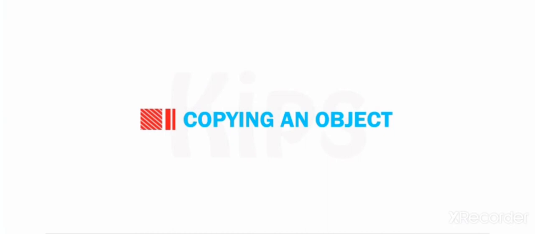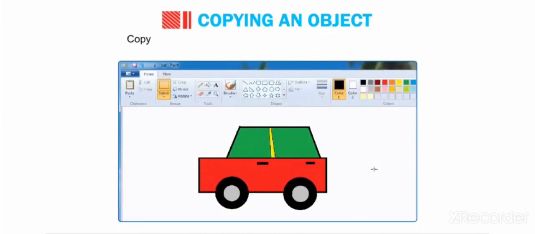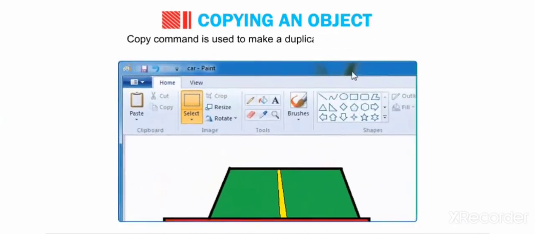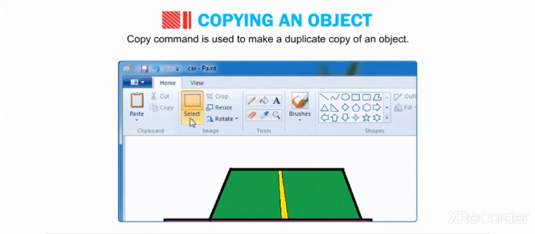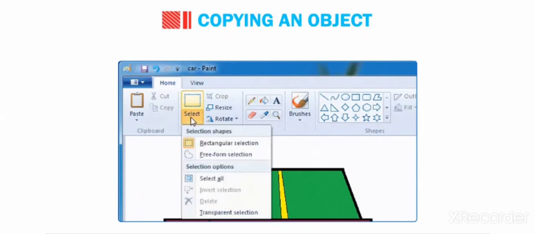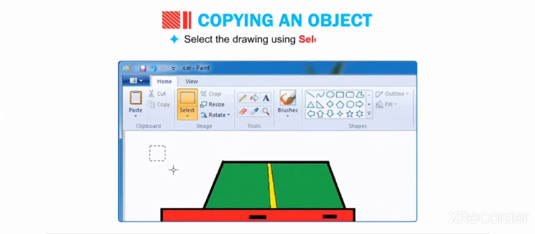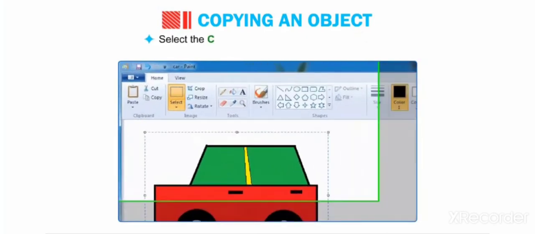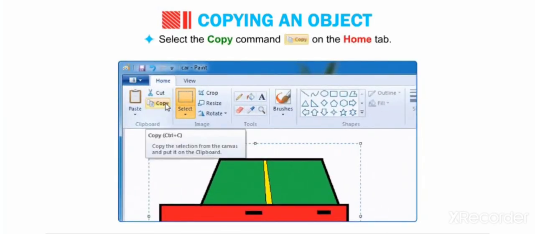Now, copying an object. The copy command is used to make a duplicate copy of an object. It means we can make the same copy of our picture and place it in another location. We can make same-to-same two copies of our picture. Select the drawing using the select tool. Select the copy command on the Home tab. On the copy command, you have to click.